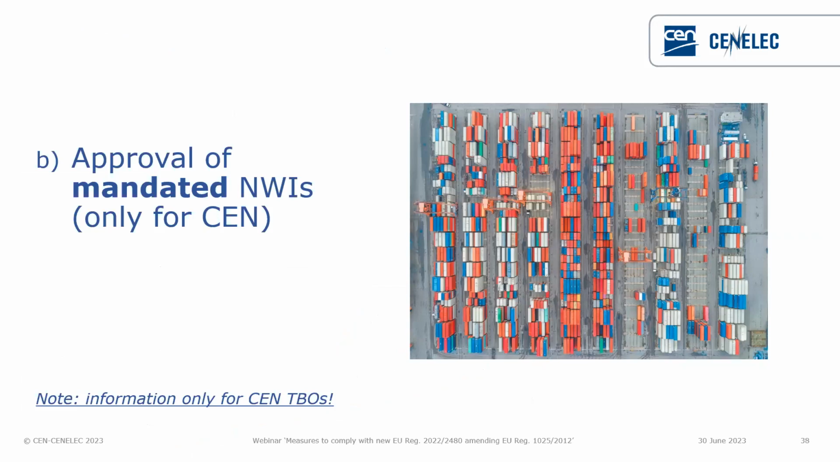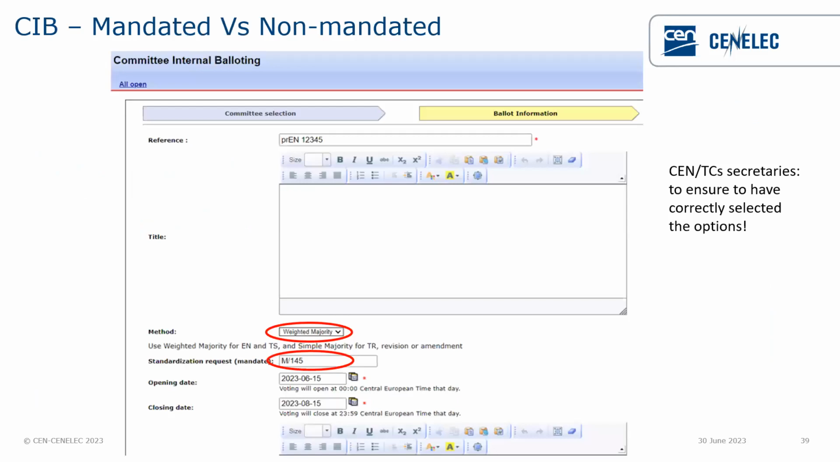Okay. Now we pass from the approval of mandated deliverables to the approval of mandated new work items. And as I said, we are still under the work items under members' responsibility, so not BT responsibility, and therefore now we cover only the new work items for CEN, because the mandate and work items for CENELEC and for JTC will be covered in the next part concerning BT decision. Here there is an important change in the committee internal balloting.